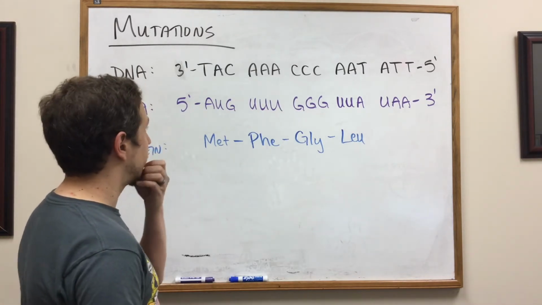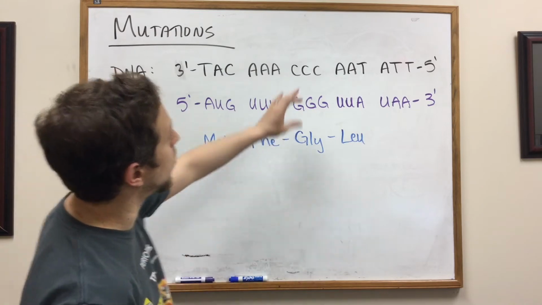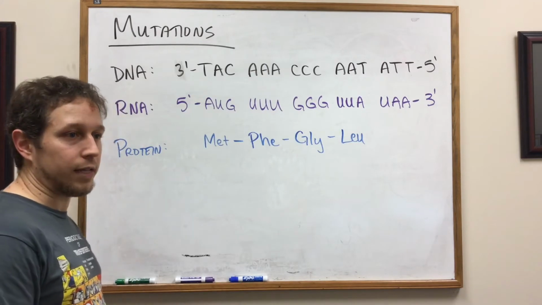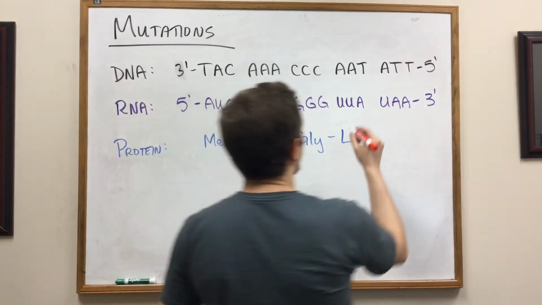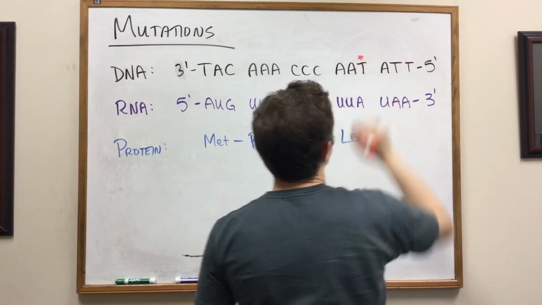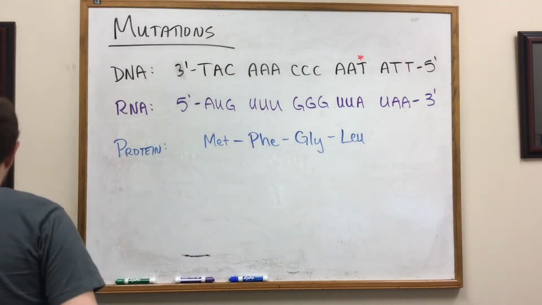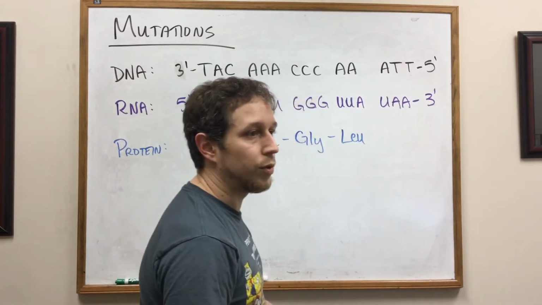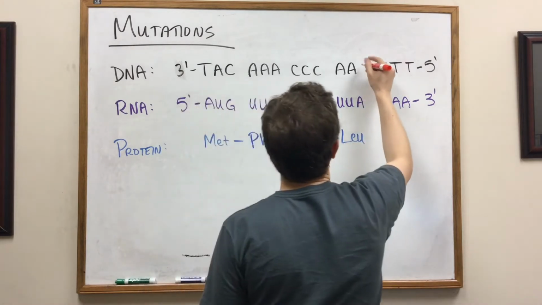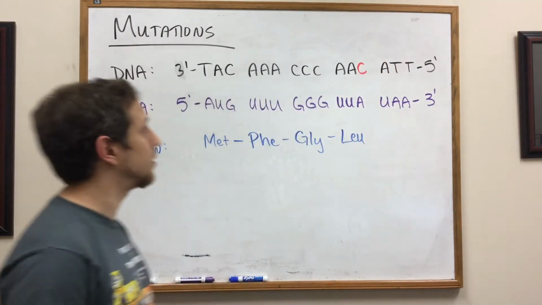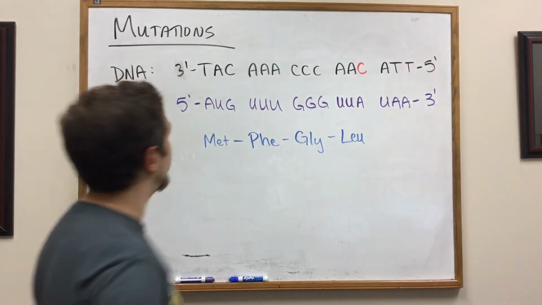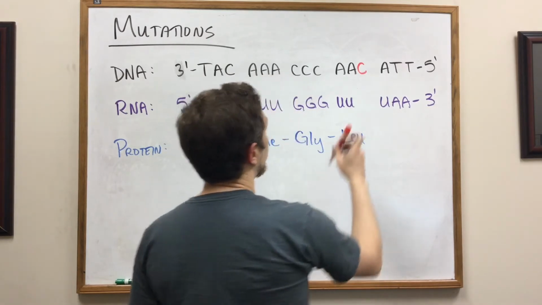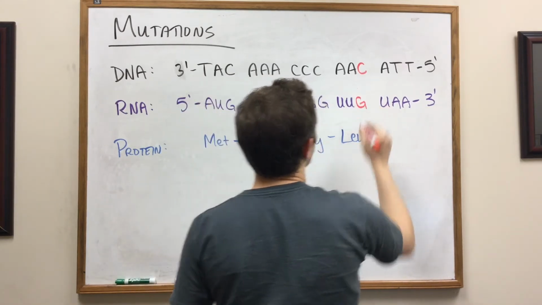Okay, so let's go ahead and look, and in each case, I'm going to focus on this right here. This is where my mutation is going to happen. So let's go ahead and start with a silent mutation. In this silent mutation, I'm going to mutate the template strand right here. And so this T is going to be modified to AC. So it's now AAC instead of AAG. Well, what effect does this have? Well, we still have the same reading frame, but this is going to cause this to now be UUG.